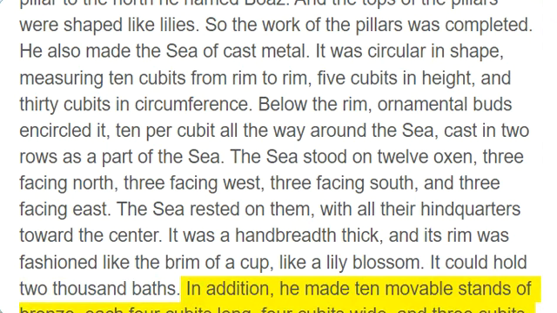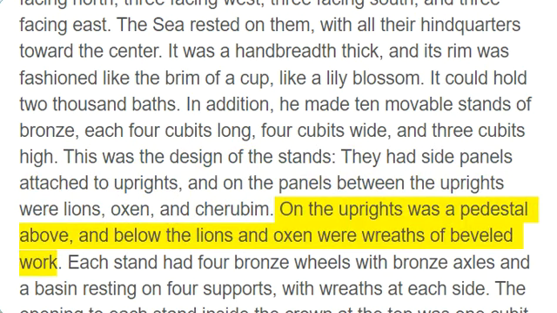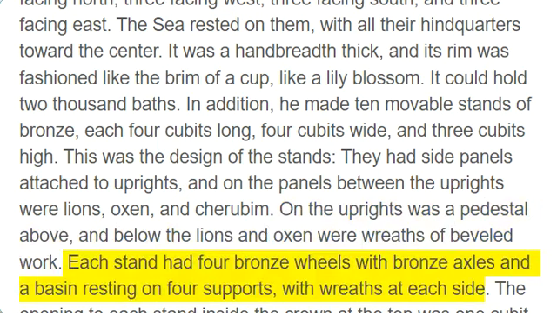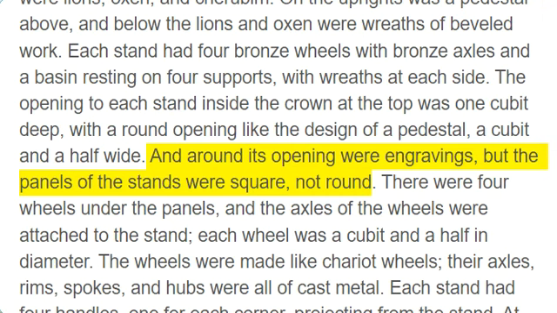In addition, he made 10 movable stands of bronze, each 4 cubits long, 4 cubits wide, and 3 cubits high. This was the design of the stands. They had side panels attached to uprights, and on the panels between the uprights were lions, oxen, and cherubim. On the uprights was a pedestal above, and below the lions and oxen were wreaths of beveled work. Each stand had 4 bronze wheels with bronze axles and a basin resting on 4 supports, with wreaths at each side. The opening to each stand inside the crown at the top was 1 cubit deep, with a round opening like the design of a pedestal, a cubit and a half wide. And around its opening were engravings, but the panels of the stands were square, not round.